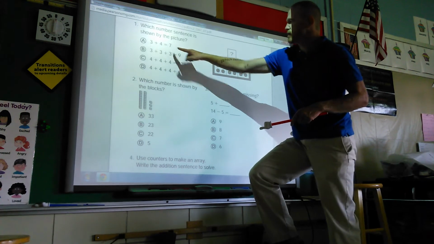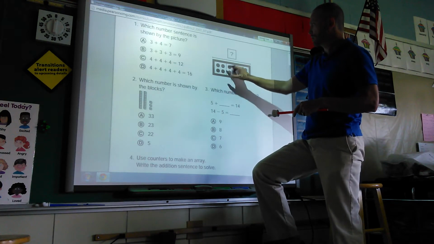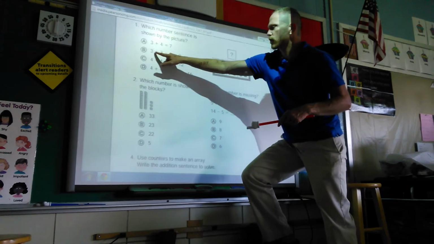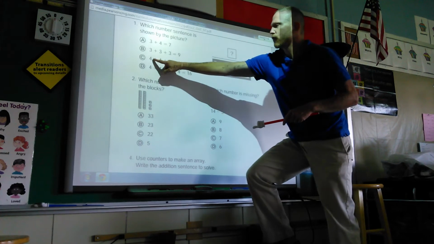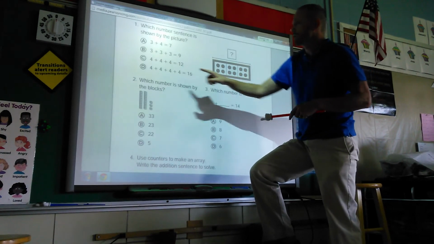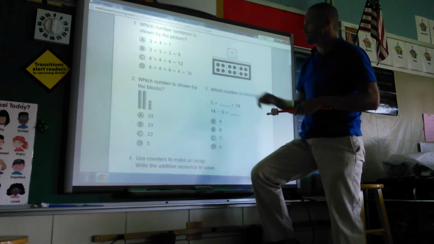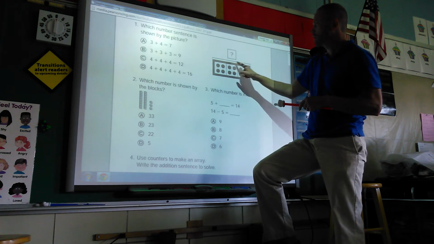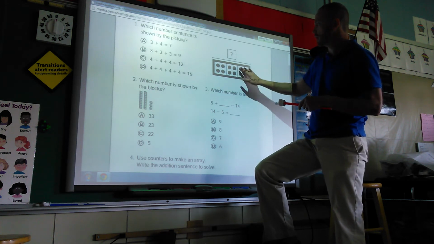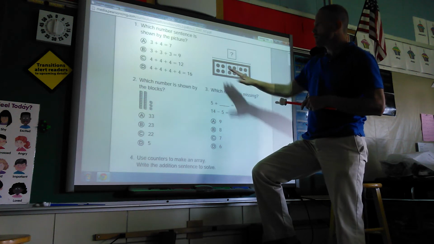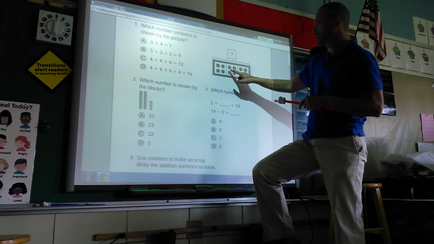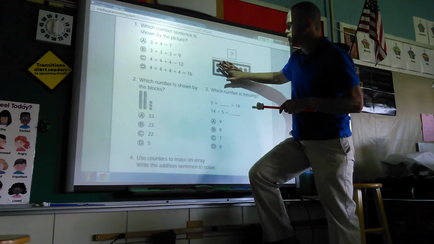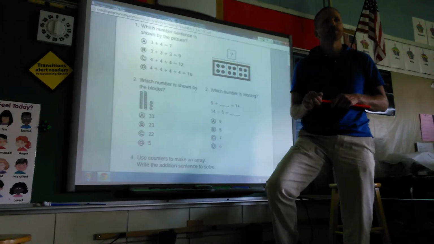We have 3 plus 4 is 7. There are 3 groups, and then 4 in each group. Does that equal 7? Or does 3 plus 3 plus 3 equal 9? 4 plus 4 plus 4 equal 12? Or 4 plus 4 plus 4 plus 4 equals 16? So what you need to do is look at this and see how many groups you have and how many are in each group. This one's showing 1, 2, 3, 4, 5, 6, 7, 8, 9, 10, 11, 12. So knowing that there are 12, which one of those does it show?